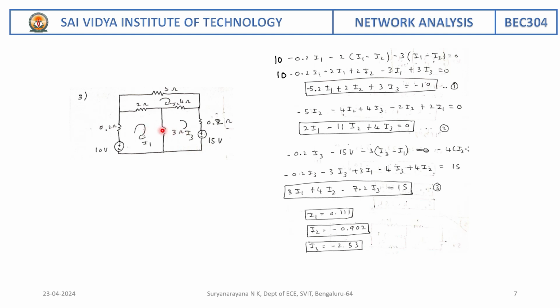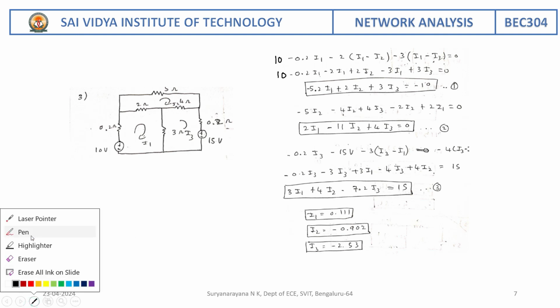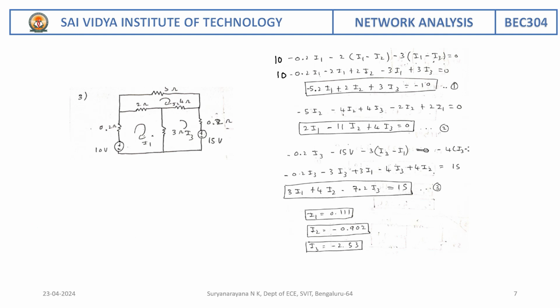Here two currents are opposite in direction. So minus 3 into (I3 minus I1), minus here 4 into (I3 minus I2), that is equal to 0. So now simplify this and write the third equation. Now use Cramer's rule in order to solve the values for currents I1 and I2.